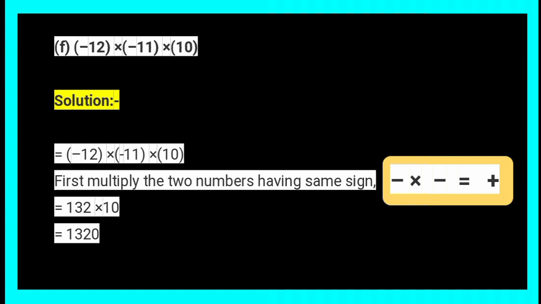Next is minus 12 multiplied by minus 11 multiplied by 10. So first of all we do multiplication of minus 12 and minus 11, and by multiplying this we get 132, and now both integers are negative, so we know that minus minus plus. So answer is plus 132. Now we multiply it with 10 and we get answer 1320, and this is positive.